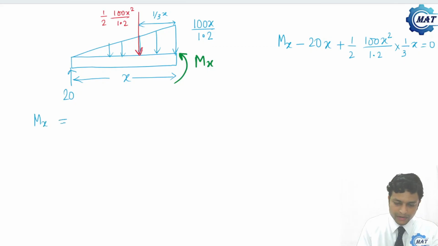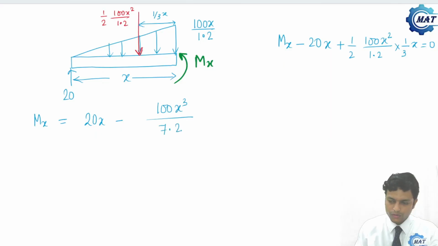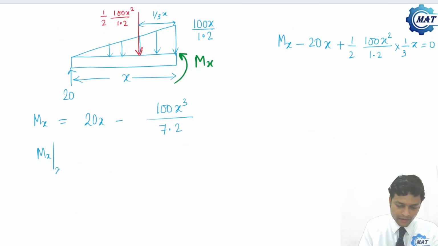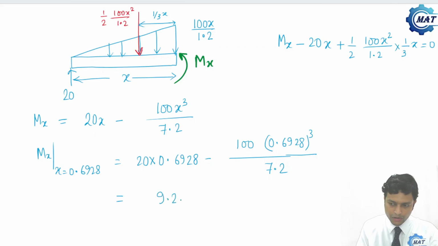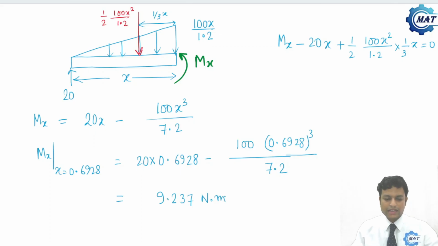that is, bending moment becomes 20x minus 100 x cube by 7.2. Now let us put the value of x where bending moment is maximum, that is x equal to 0.6928. That is 20 into 0.6928 minus 100 into 0.6928 cube divided by 7.2, and calculating this you will get 9.237 Newton meter. So this is the answer to the problem.